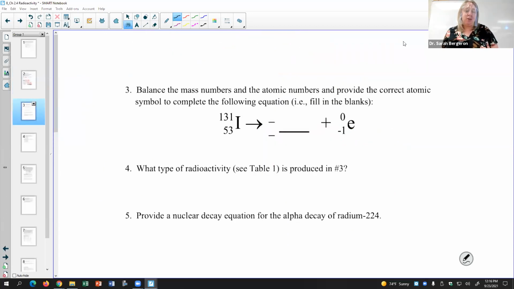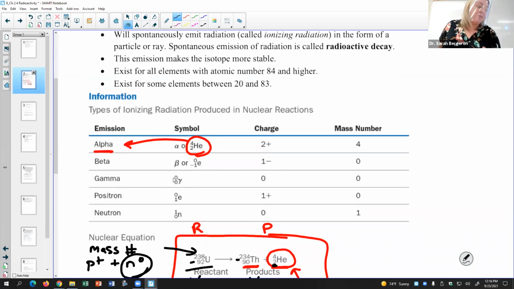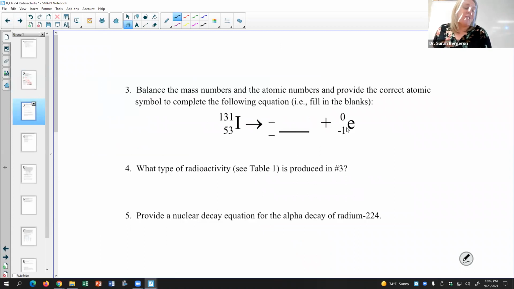So now here's us filling in the blanks, right? Balance the mass numbers and the atomic numbers and provide the correct atomic symbol to complete the equation. What kind of radiation is happening here? So go back to your table, right? And this was the kind of radiation. So what kind of radiation is it? This is beta radiation, okay? So in beta radiation, what's happening here? That's weird. I need to balance to make sure that my atomic number and my mass numbers are the same on either side.